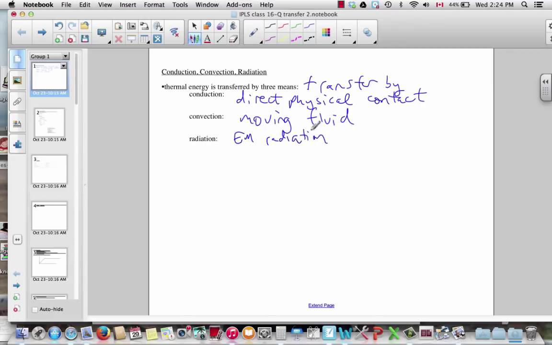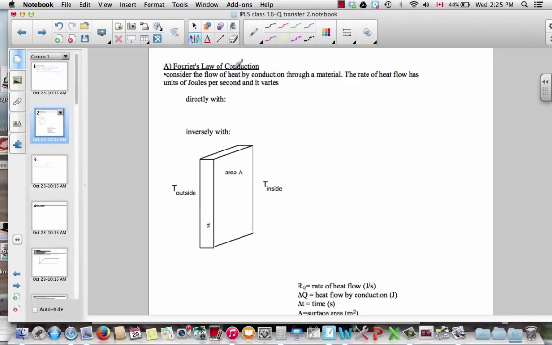And typically, for most temperatures of interest the electromagnetic energy is going to be mostly in the infrared part of the spectrum. So those are the three means of thermal energy transfer that we're going to look at in this class: conduction, convection, and radiation. We'll start with conduction. We'll start with Fourier's law of conduction.